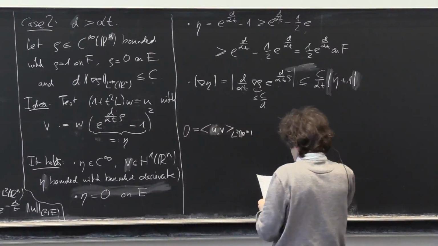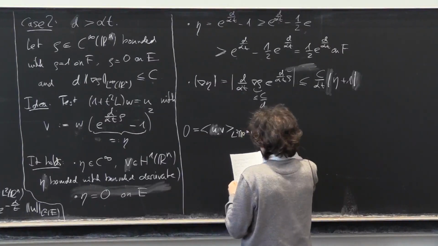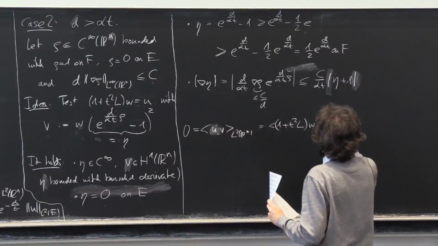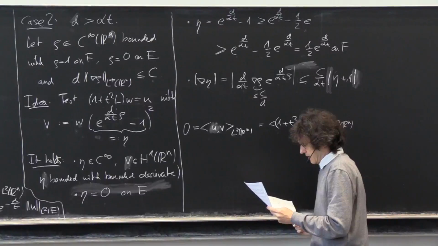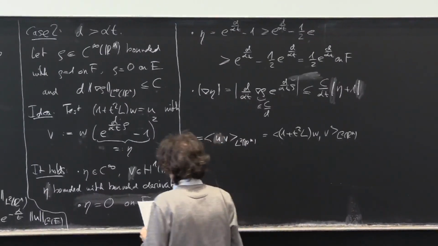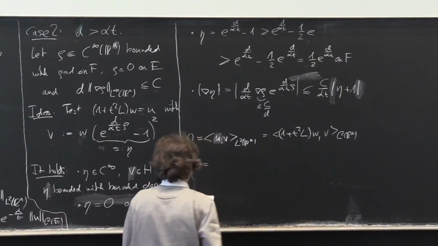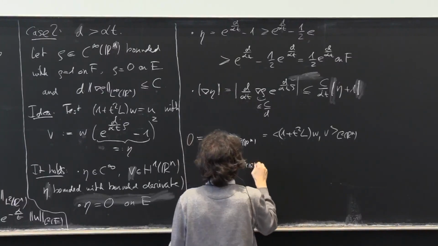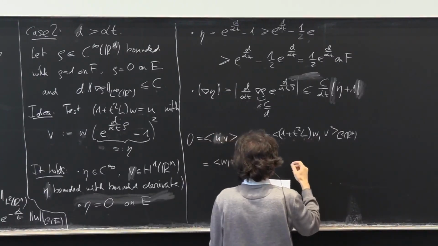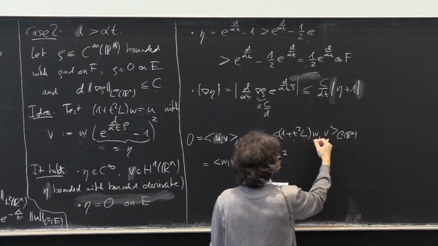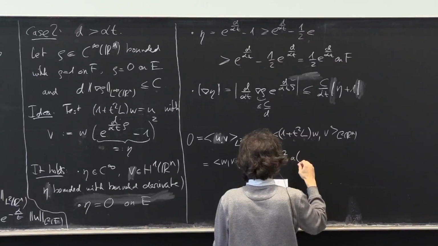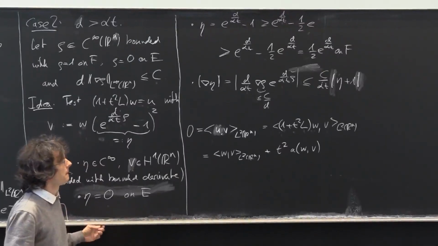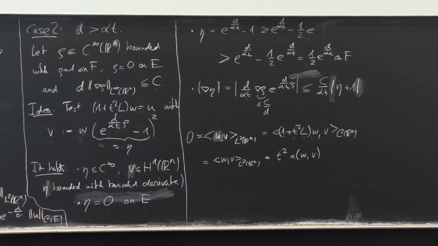Okay, let's see what we get on the other side. So this is the scalar product of 1 plus t squared L applied to W. So this is U with V. Then this is the scalar product of W with V plus t squared L W V. T squared scalar product of L with W V, but this is just, by the definition of L, this is the form A of W and V. This is the definition of our operator given by the form.